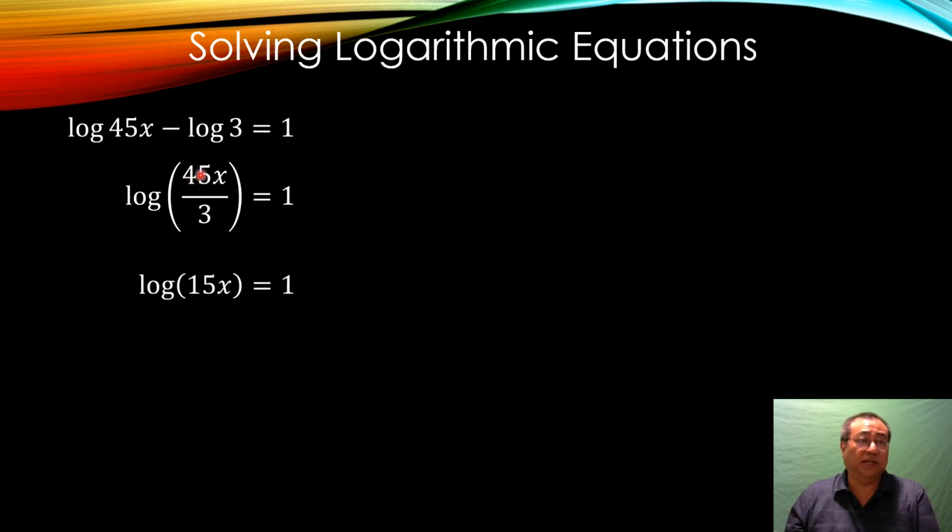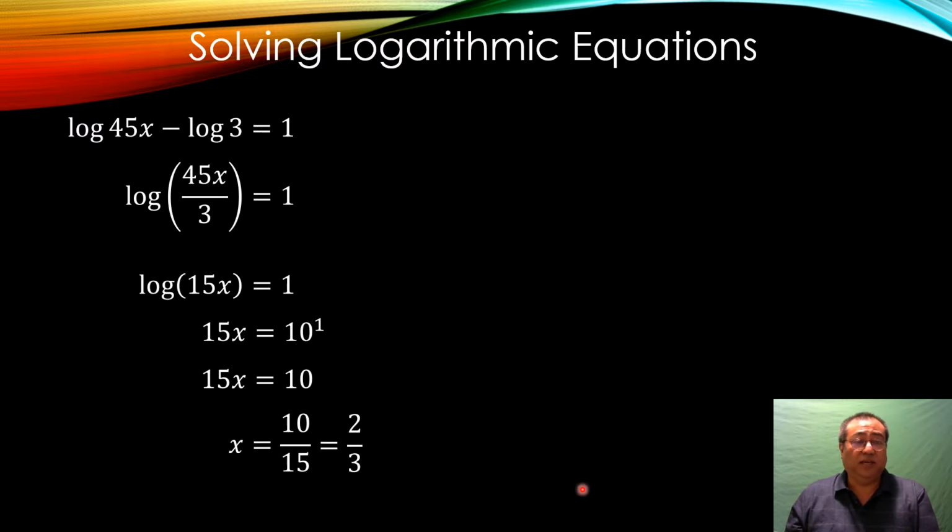over 3. Well, I guess we should reduce it first. So it's going to be 10 to the 1 equals 15x. That's what that is. All right, so just solve for x, divide by 15, and we get 2/3.